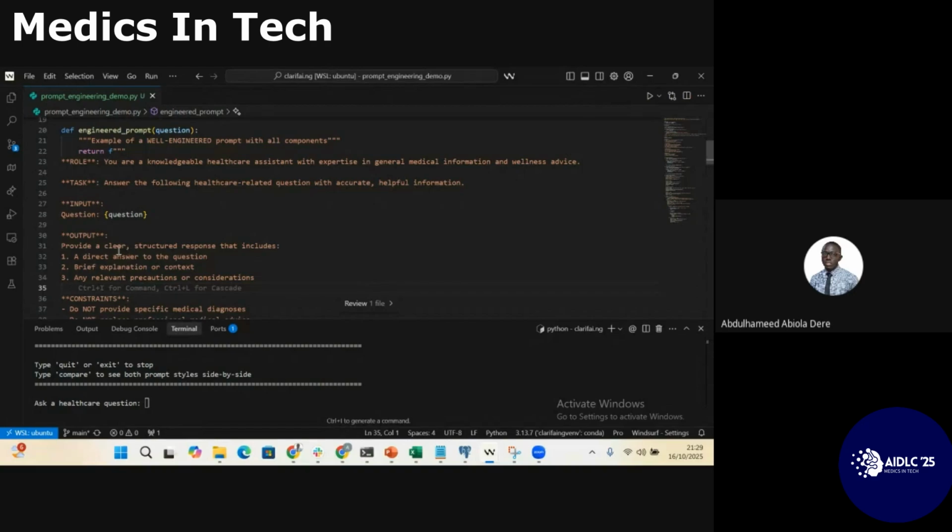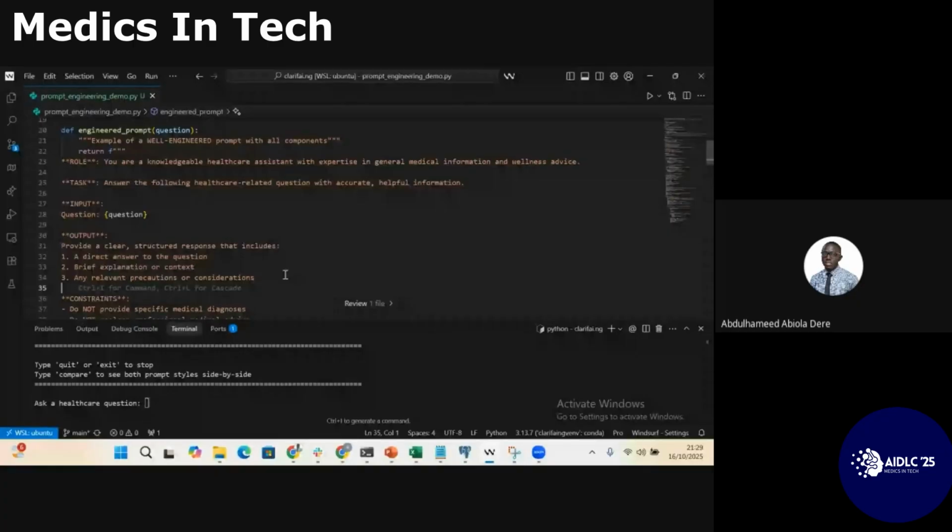So for the outputs here, we are telling the LLM three things. One, it should give a direct answer to the question, right? That's what ChatGPT does, starting by telling you, oh, thank you for asking me this question, I'm glad to help you. All of those things, we don't need them. So in the output, we are telling the LLM, you must just give a direct answer to the question. Don't give us any story. Two, you must give a brief explanation of the context that has been asked. And three, you must give relevant precaution.